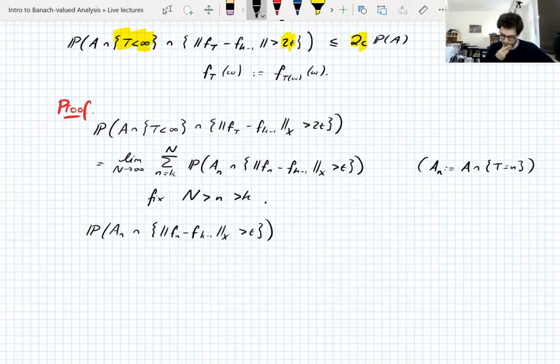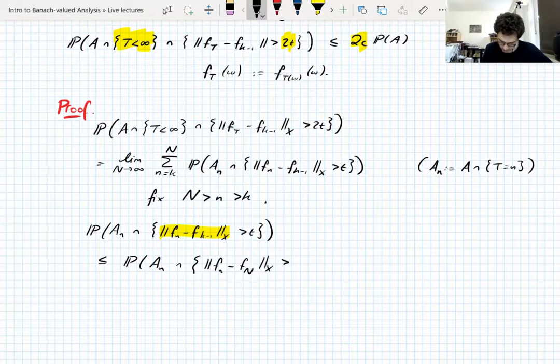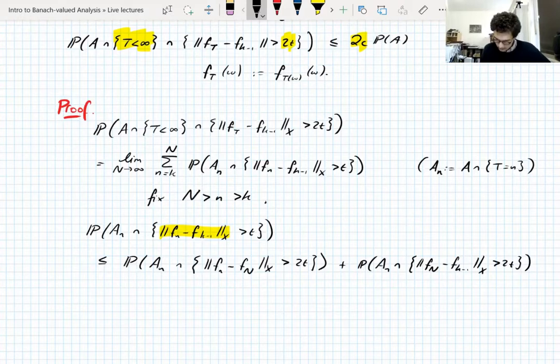So the first thing we do is split this set into two parts using the triangle inequality over here. We say this is less than the probability of AN intersect the set where FN minus F capital N is greater than 2T, not T, plus the probability of AN intersect the set where F capital N minus FK minus 1 is greater than 2T. This is a fairly standard thing you can do. It's a consequence of the triangle inequality. That's why this 2 appears out the front.